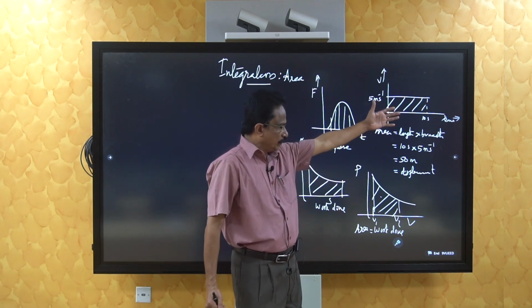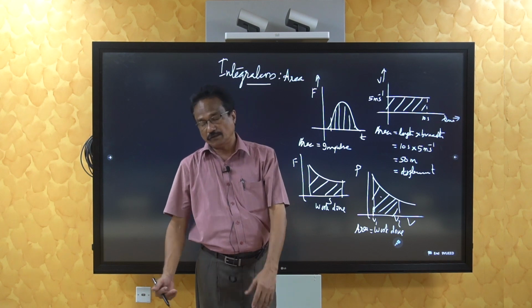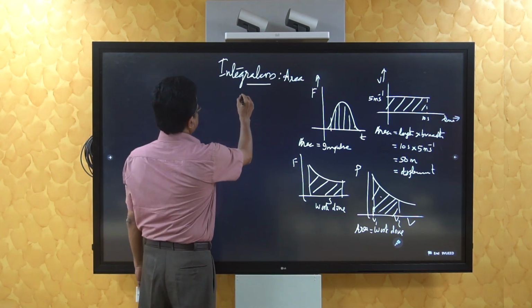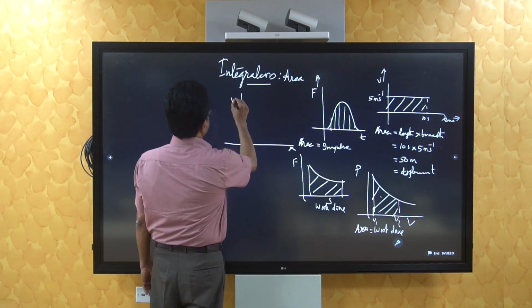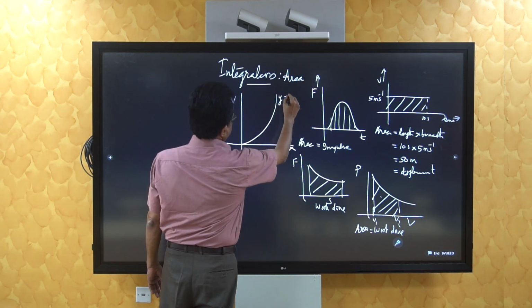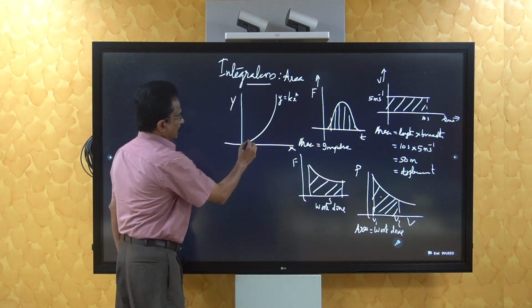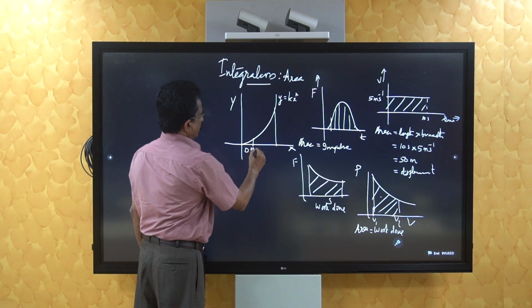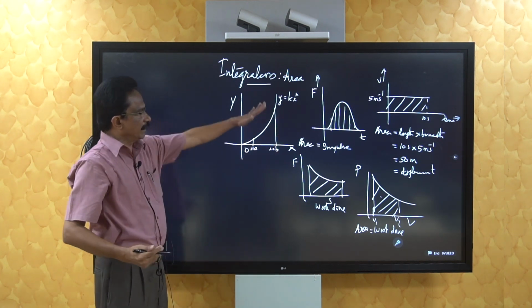If it is a rectangle, you know the formula. For a trapezium, we know the formula. Right angle triangle too. But what about this situation? Suppose I draw a graph like this. Suppose this graph is y equals k x raised to n. I want to find the area under the curve from x equals a to x equals b. So we want to find the total area under the curve.